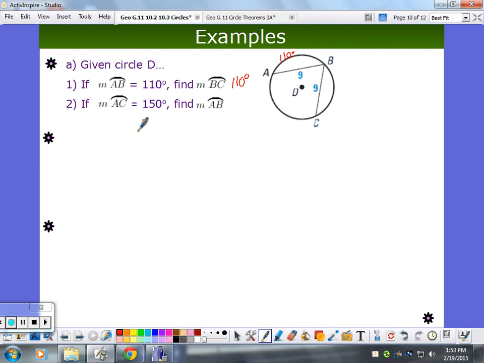Now the second part is not related to the first part, so this no longer exists. But the same picture: if the measure of arc AC is 150 degrees, find the measure of arc AB. Again, I don't want the answer. How do you figure this out? How do we figure that out? Tell me why you're doing it. The whole thing's 360, right? Why are you subtracting 150?